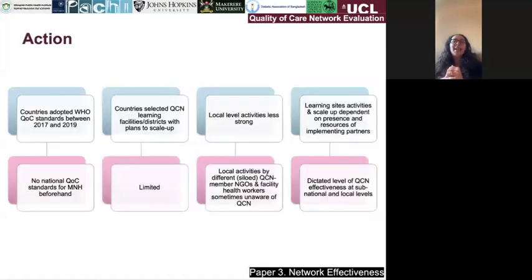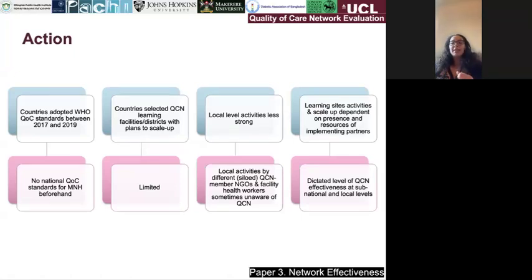Under the action objective, the 8 WHO quality of care standards for maternal and newborn care were adapted between 2017 and 2019. Before this, there were no national quality of care standards in Malawi, Uganda, and Ethiopia. And some facilities in Bangladesh had been using the Every Mother, Every Newborn standards since 2016.